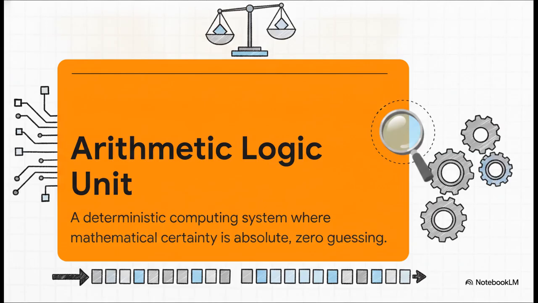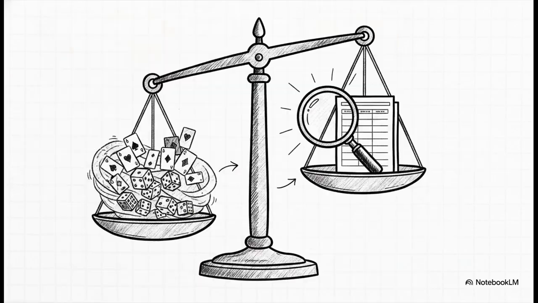That would be the ALU, or Arithmetic Logic Unit. This is a purely deterministic computing system. Mathematical certainty here is absolute. In an ALU, 1 plus 1 always equals exactly 2. There is zero guesswork. If you run a process 1 billion times on an ALU, you will get the exact same, perfectly traceable result every single time. No exceptions.